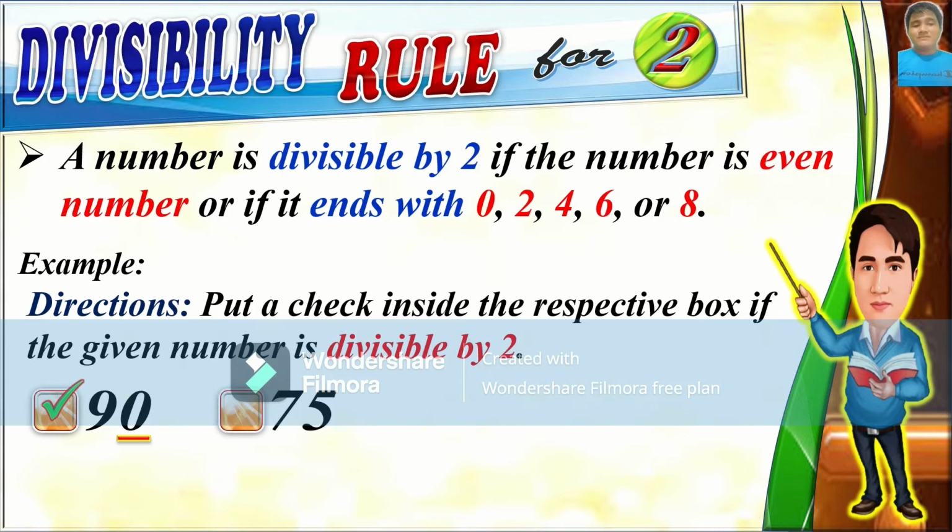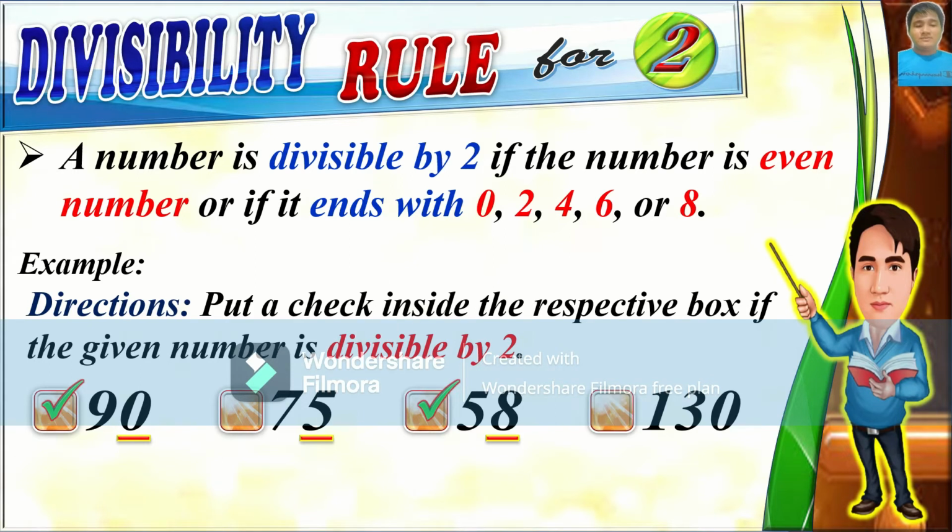Next, is 75 divisible by 2? The answer is no, because it ends in 5, or because 75 is not an even number, but an odd number. So there is no need to put anything inside the box. Next, is 58 divisible by 2? Very good. Yes. Is 130 divisible by 2?